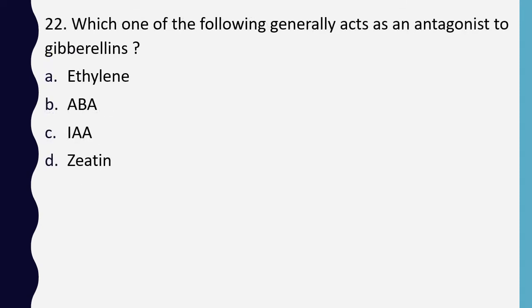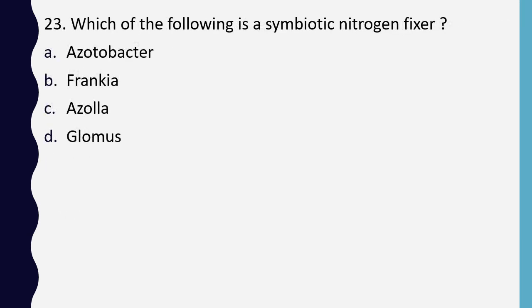Question number 22. Which one of the following generally acts as antagonist to gibberellin? Antagonistic action to gibberellin. Ethylene, ABA, IAA or zeatin. The correct answer is option B, ABA, that is abscisic acid. Question number 23. Which of the following is a symbiotic nitrogen fixer? Azotobacter, Frankia, Azolla, Glomus. Symbiotic nitrogen fixer. The correct answer is option B, that is Frankia.